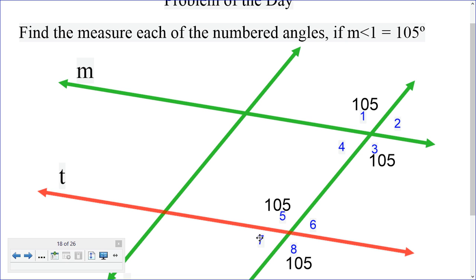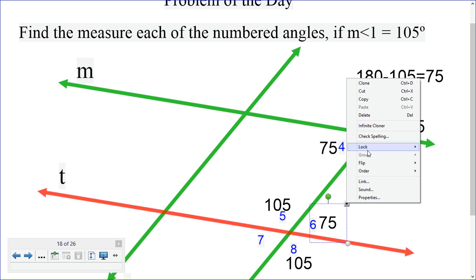So now I'd have to figure out what the other angles are. Well, if I remember, I got a straight angle, which gives me 180 degrees, and I already have 105. So if I subtract that, I get 75 degrees, which will be angle 2, and other angles. So 75 is angle 2, and angle 4, which is its vertical opposite. And its alternate interior for angle 4 is angle 6, which is 75.